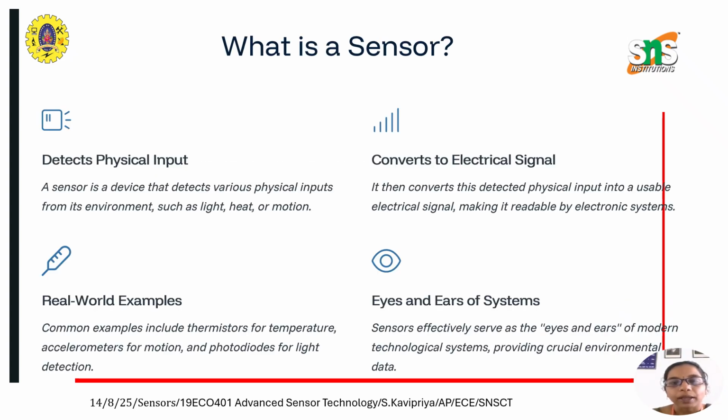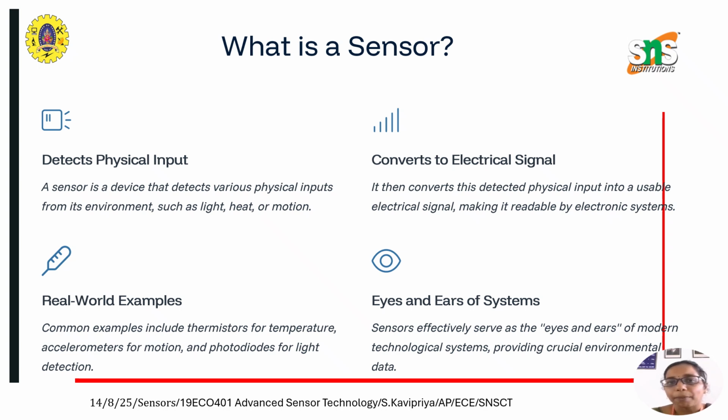What is a sensor? Sensor is a device that detects or senses the physical inputs that are available in the environment. It can be heat, temperature, motion, etc. After sensing the input, it converts it to an electrical signal, so that it can be read by a processor.